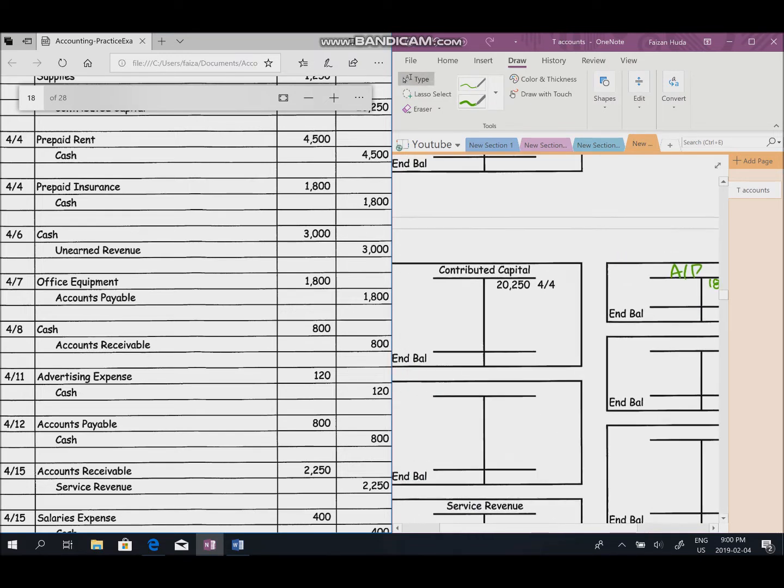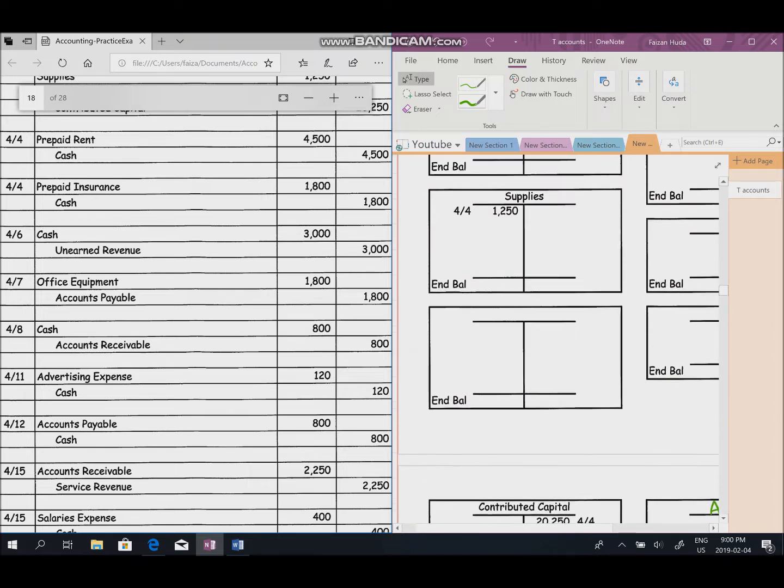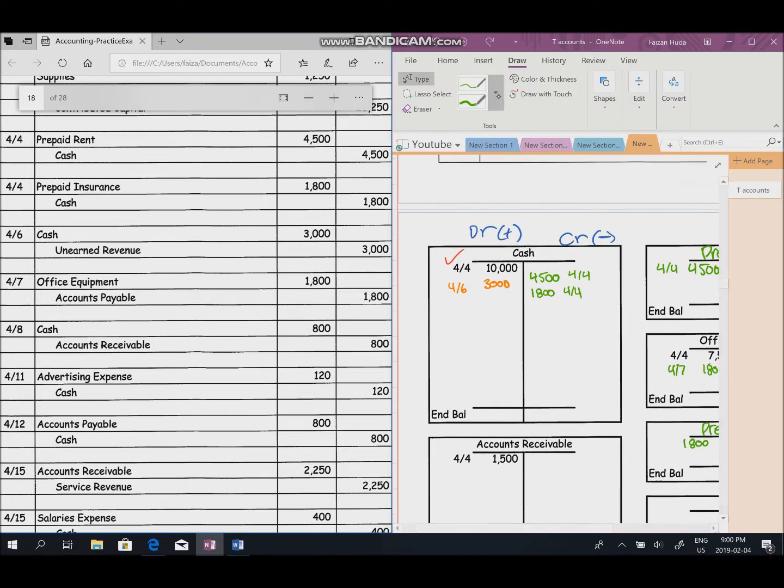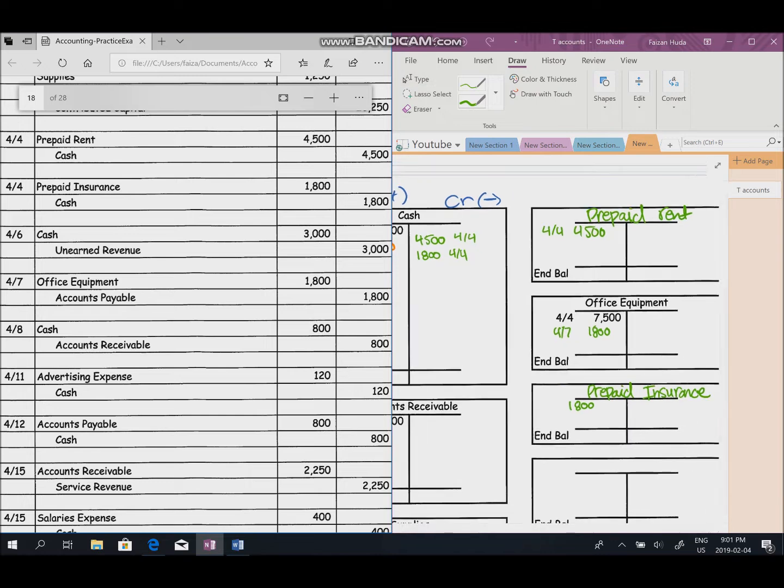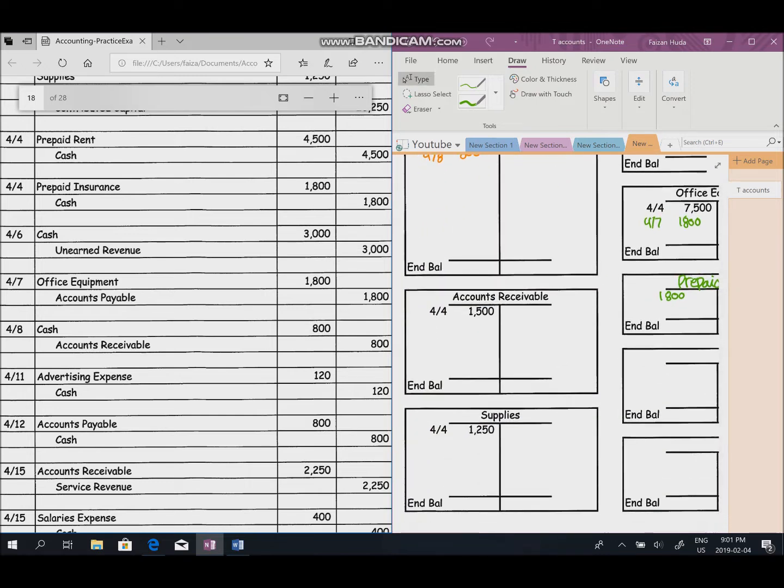Moving onwards, cash is being debited again on April 8th. I'm going to post using a different color for debit for cash. So 4/8 cash, 800, and accounts receivable, which is also 800. It's being credited this time. Accounts receivable is being credited.